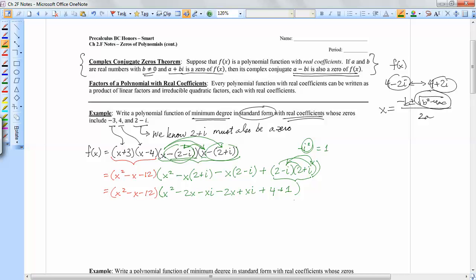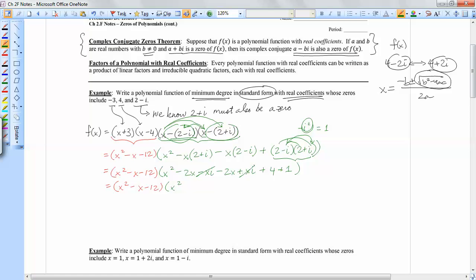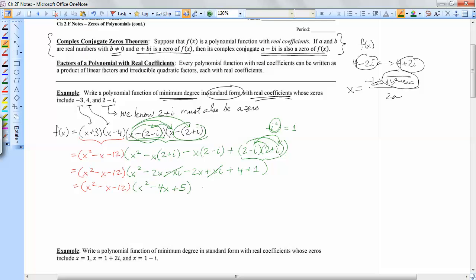Okay, so let's simplify a little bit more. So I'm going to, again, leave the first thing the same. And then the second thing here, I'll simplify. So that's going to be x squared. The xi's cancel. Whoa. The xi's here cancel, and I'm left with minus 4x plus 5. So now I have to multiply these two trinomials together.